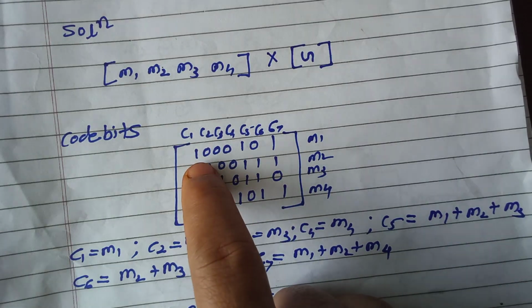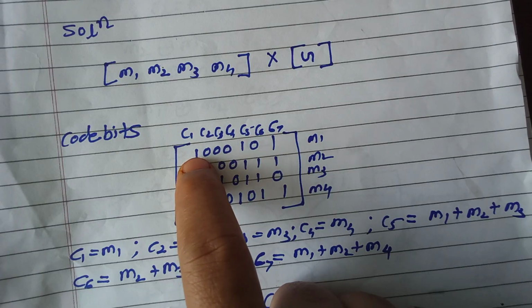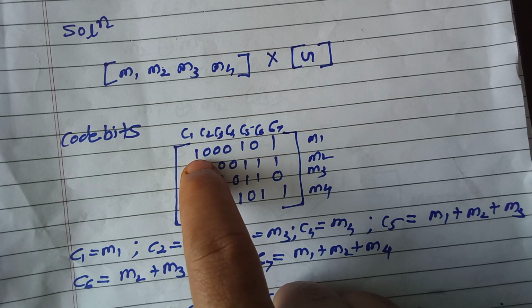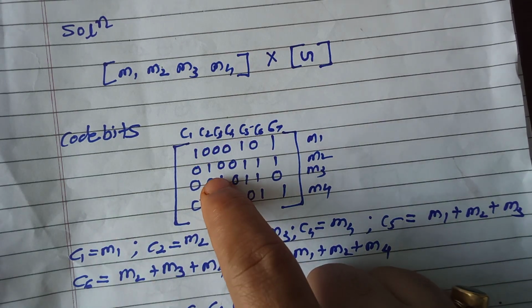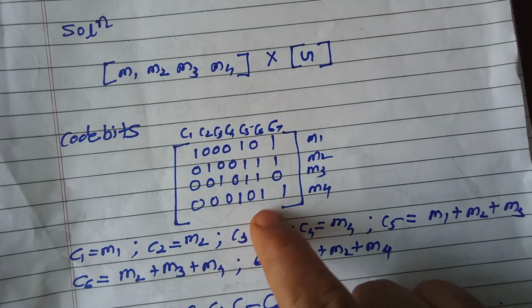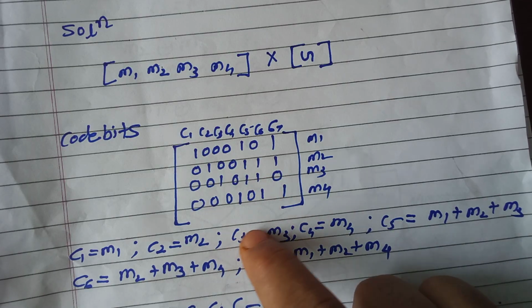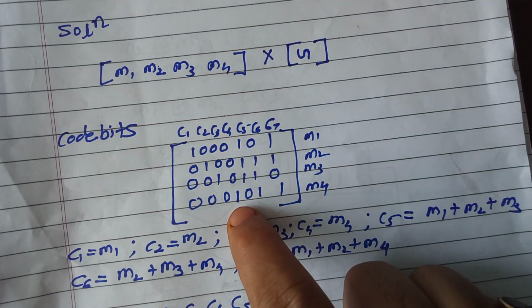For writing the equation for C1, you have to see where the 1 is. 1 appears at M1 only, the M1 row. So you write M1. C2, where is 1? 1 appears at the second row, which corresponds to M2. So write M2. C3 equals M3. C4 equals M4.